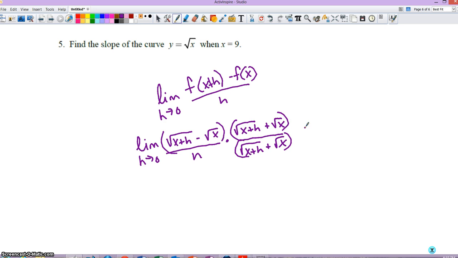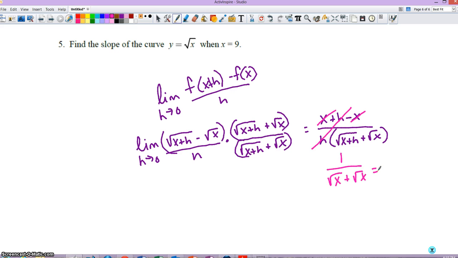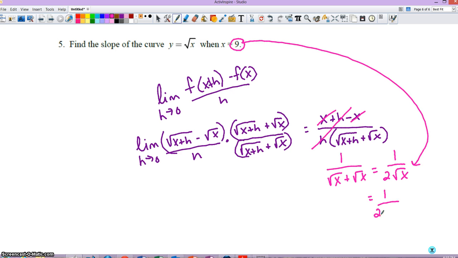Let's see. So that's x plus h minus x over h times the square root of x plus h plus the square root of x. The h's cancel out. I think I might have said that wrong the first time. So it's 1 over the square root of x plus the square root of x, which is 1 over 2 square root of x. Fill in your 9. So it's 1 over 2 times the square root of 9, which is 1/6. I hope that helped, guys.